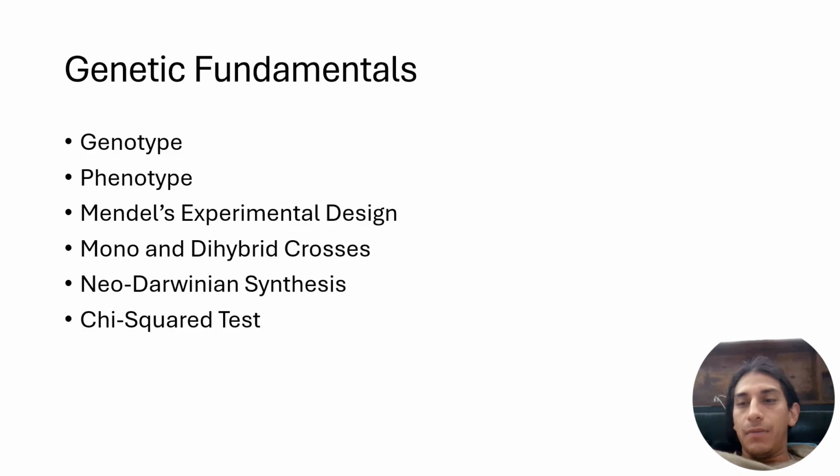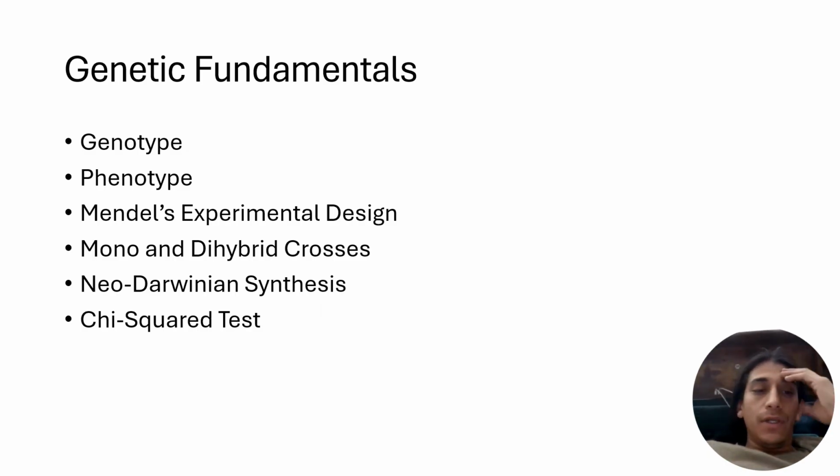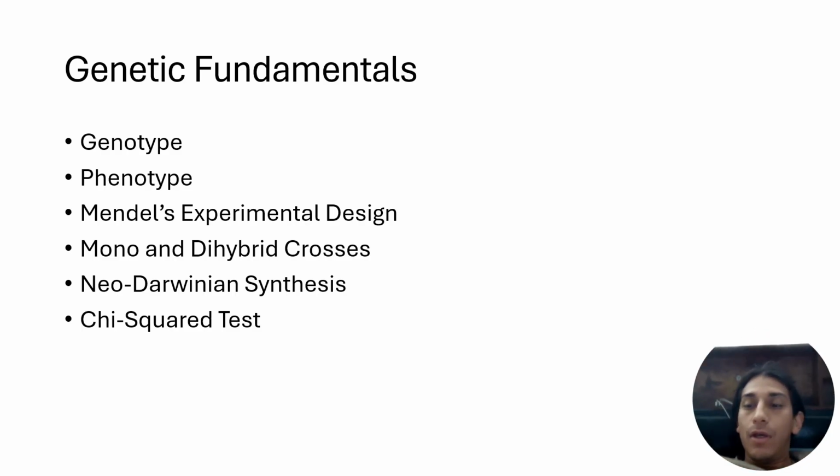So, genotype and phenotype. The genotype is the complete set of genes that an individual organism possesses. The phenotype is the physical and behavioral characteristics of an organism that result from the interaction of its genotype and the environment. So I've discussed Mendel before, but his experiments on pea plants demonstrated the fundamental principles of inheritance, including the laws of segregation and independent assortment.